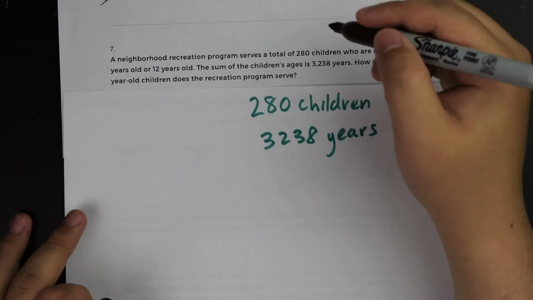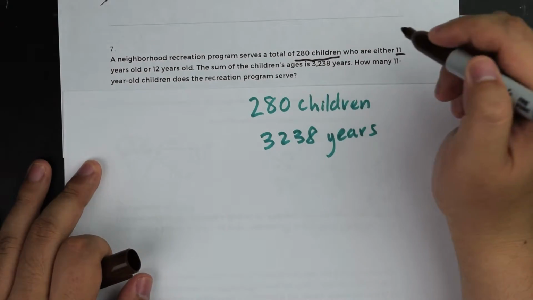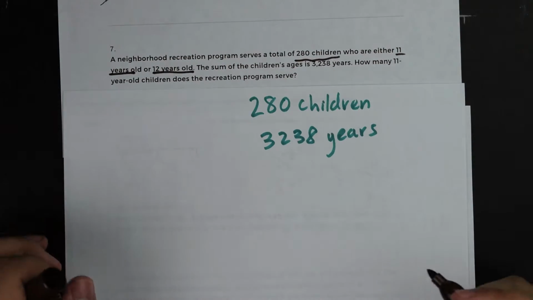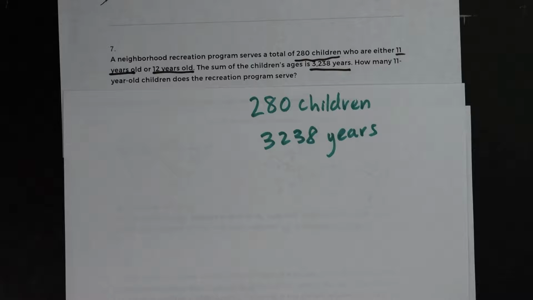The fact that I know the total number of children that exist, and they tell me that they're either 11 years old or 12 years old. And of course the 3238, and I did annotate that. So those are the only clues they do provide you. Everything else you don't need to worry about. Don't waste your time rereading this question constantly.